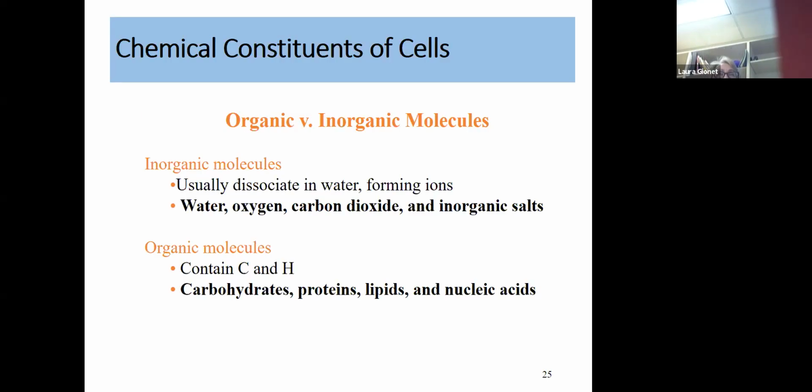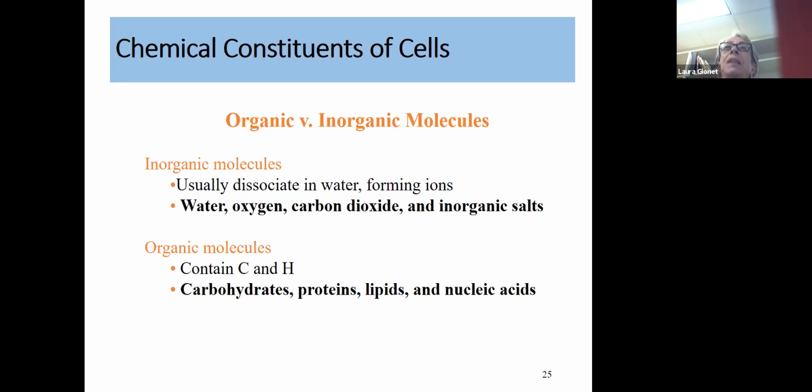Now we're going to move into, so we have kind of the basis of chemistry, the subatomic particles. We know there's different bond types, there's different types of reactions. Now we're going to start using that, talking about organic and inorganic molecules. Inorganic molecules do not have both carbon and hydrogen. They usually dissociate in water, forming ions. Examples are water, oxygen, carbon dioxide, different gases, and other inorganic salts like sodium chloride.